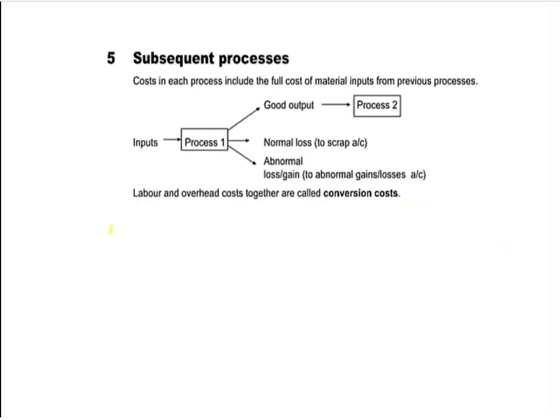Subsequent processes then are when the outputs from process 1 become the inputs into process 2. The costs in each process then will include the full cost of the materials from the previous processes, because items must be completely completed in one process before they can be transferred to another. A bit of terminology for you as well. Sometimes we'll see the phrase conversion costs, and that's when our labour and overhead costs have been grouped together.